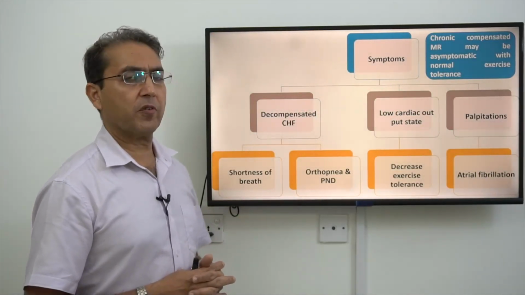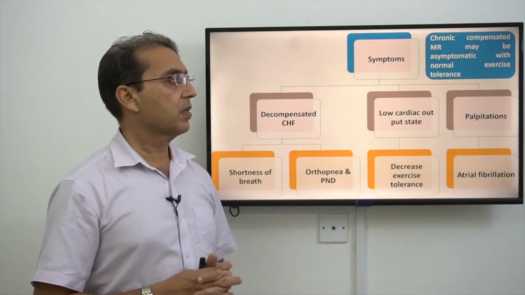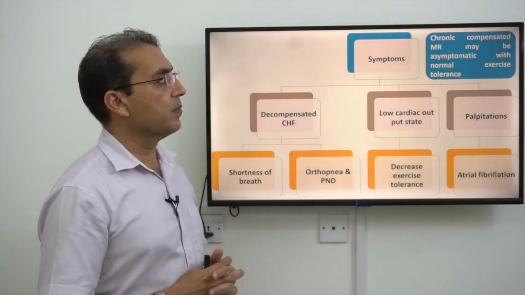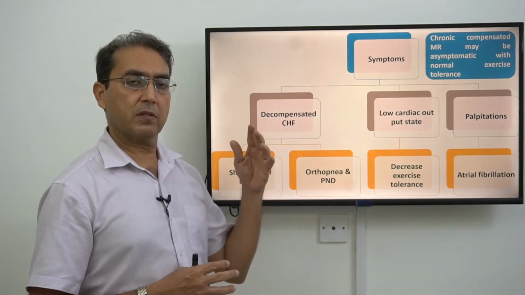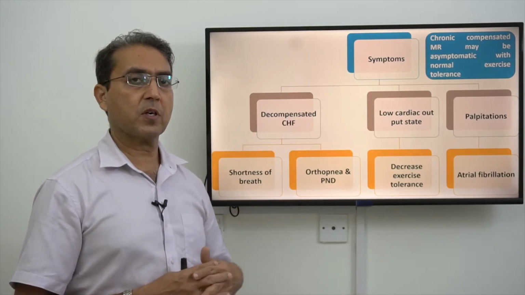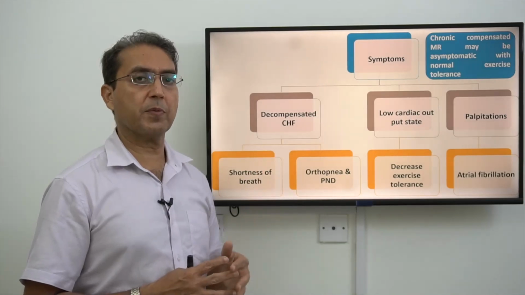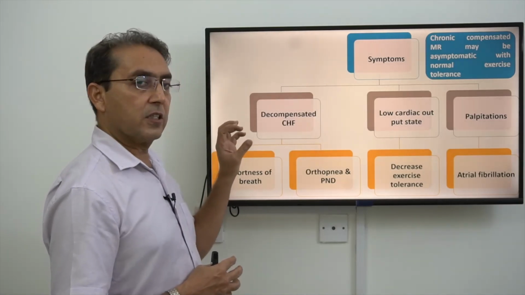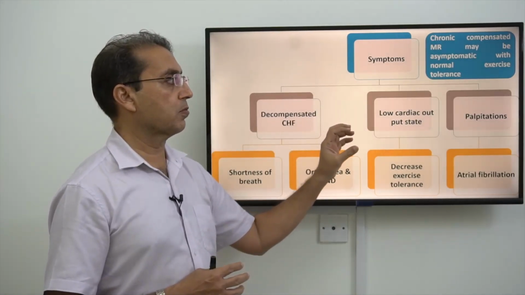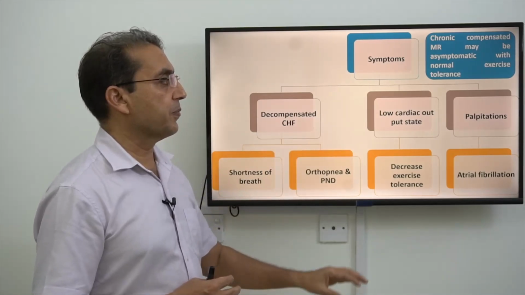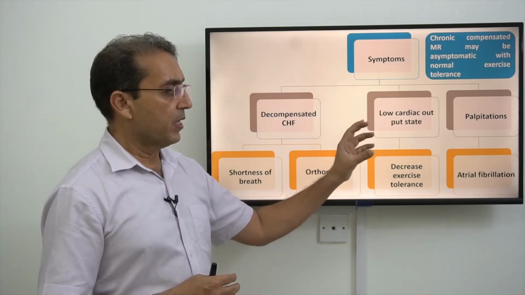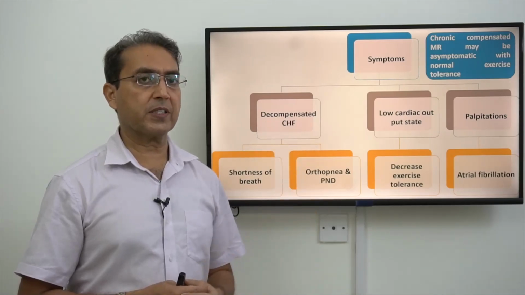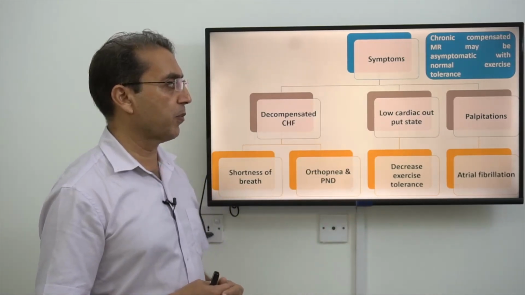Now, what are the symptoms of mitral regurgitation? You see, chronic compensated mitral regurgitation may be asymptomatic, with the patient going on without symptoms for many years, maybe 10 years or maybe even 15 years. The symptoms are because of decompensated congestive heart failure and low cardiac output state, and the patient may have palpitations. The palpitations develop if the patient has atrial fibrillation. When the atrium starts dilating, atrial fibrillation may set in. So the patient may have palpitations because of atrial fibrillation.